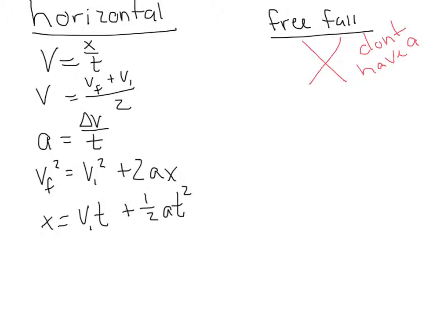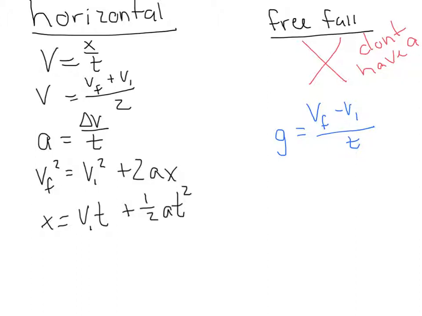Okay. Next, we have a equals delta v over t. And we know that a is going to become g. So now we're going to have g equals delta v over delta t. But I'm going to write delta a little bit different just to remind you of what it is. So instead of writing delta v, we're going to put v final minus v initial over t equals gravity.